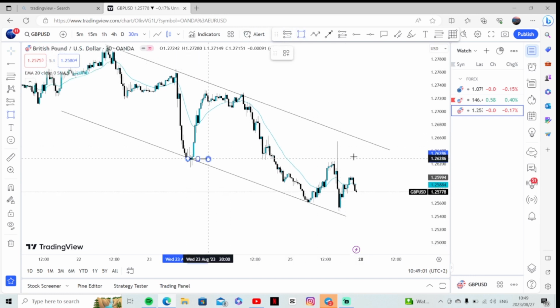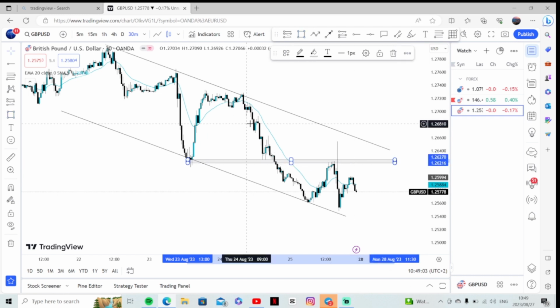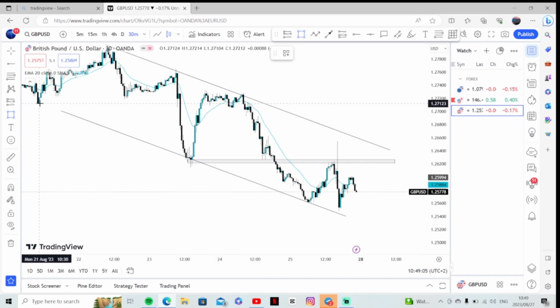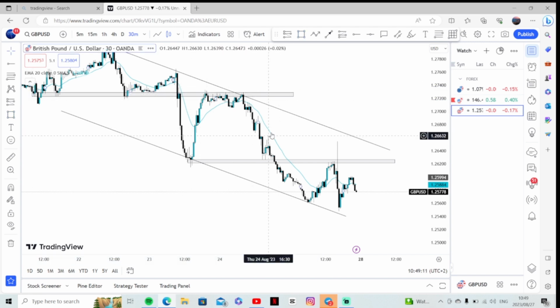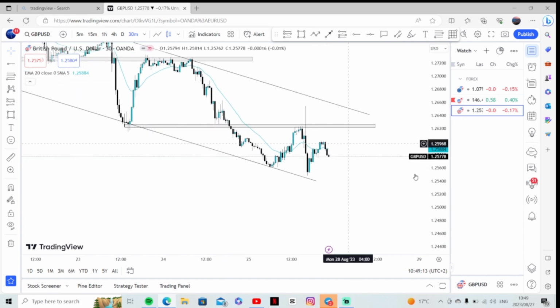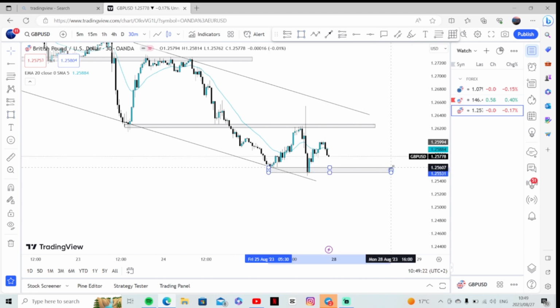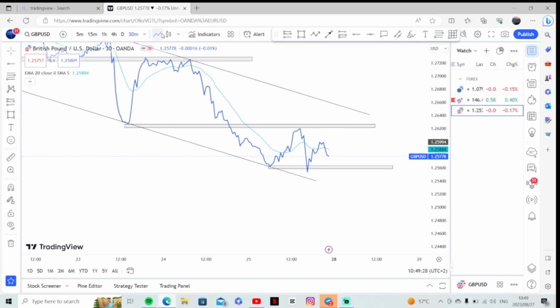As you can see, we have a zone right here, another zone right here, another zone right here, where the market uses it as resistance and support at the same time, which makes it a valid zone. Down here, we are currently forming a double top, just like the EURUSD, right? As you can see, double top, right? Scale down to the 15 minute.